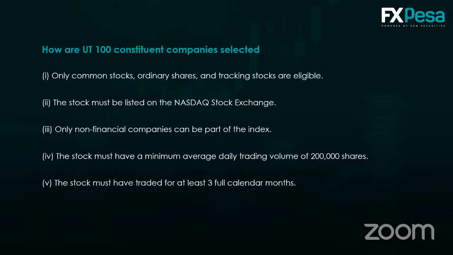So the stock must also have a minimum average daily trading volume of around 200,000 shares. Then the last thing is that the stock must have traded for at least 3 full calendar months for it to be included in the index.